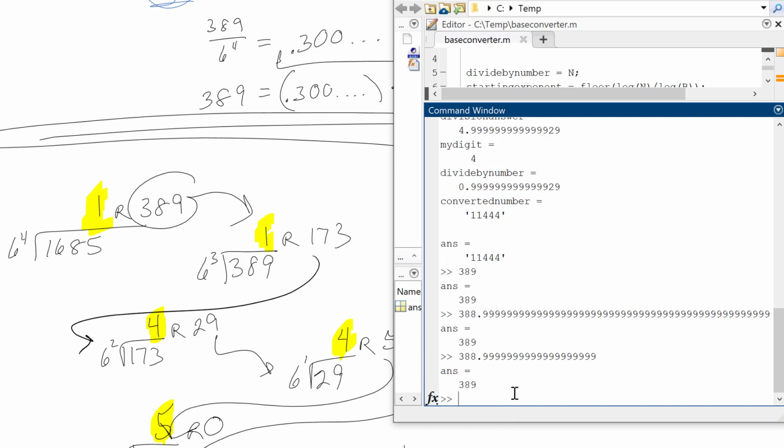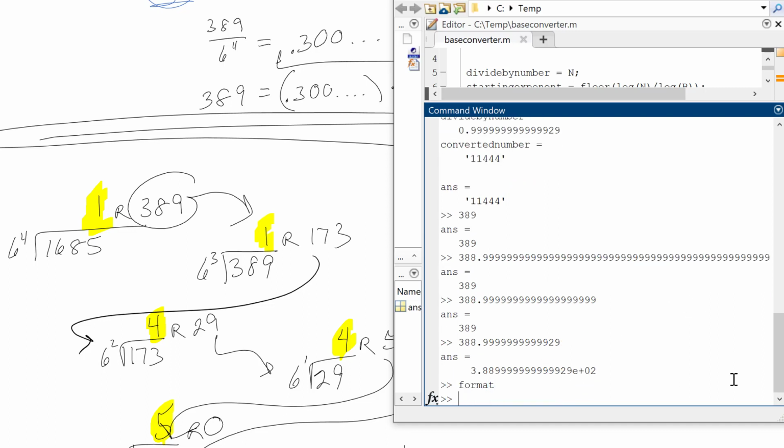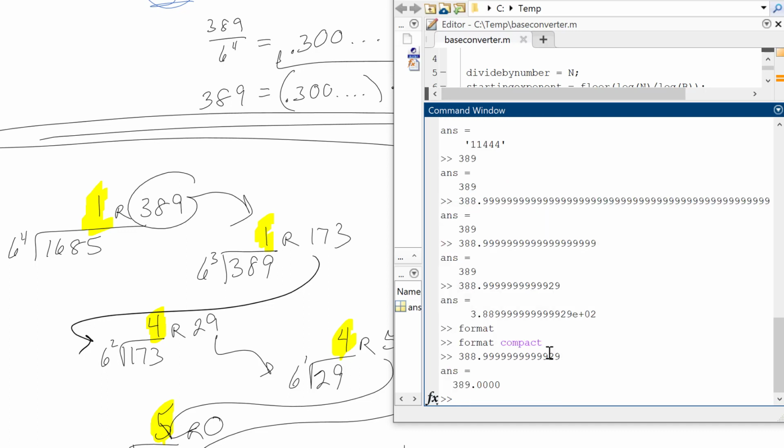389, no, 388.9, there we go. Is that gonna do it for me? There we go. And if I format just back to the regular, if I do that, it's gonna show it, there we go, as 389. I did so many that I made it perfect.